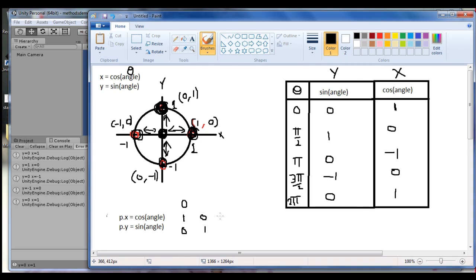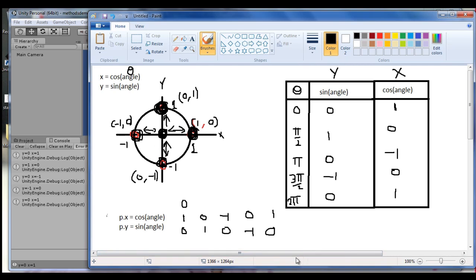If it is 180 degrees, cos of 180 degrees will be minus 1 and sine of 180 degrees will be 0. So the object will be in this place. If it is 270, cos of 270 will be 0, and sine of 270 will be minus 1. So your object will be over here. Cos of 360 degrees will be 1 and sine of 360 degrees will be 0. So the object will be over here. And if you are doing this in the loop, the object will be rotating, right?